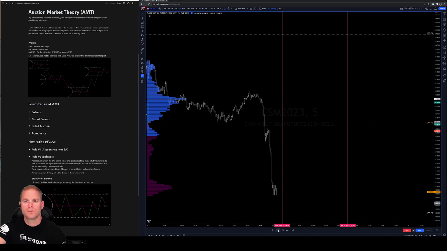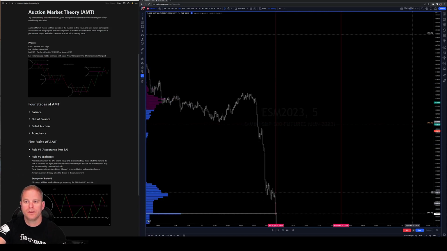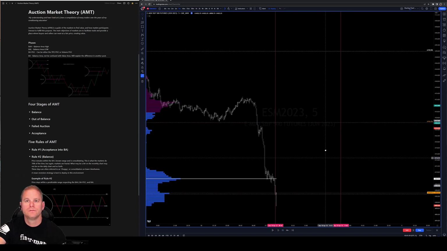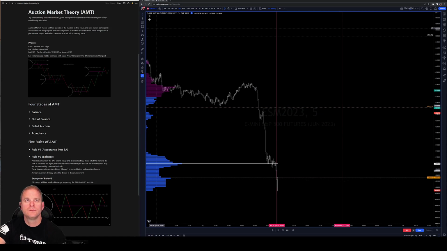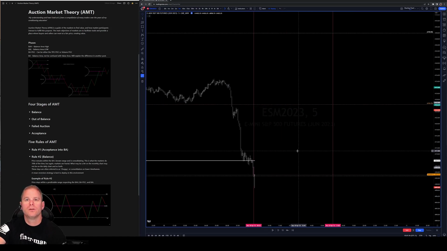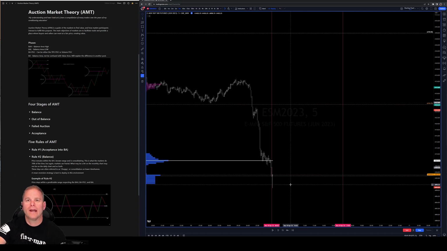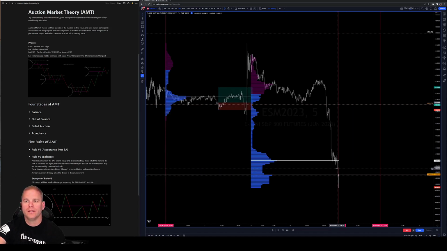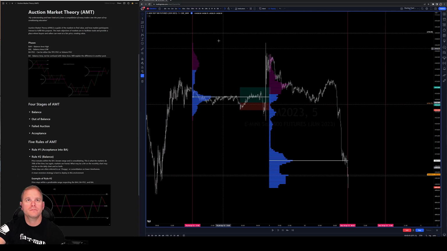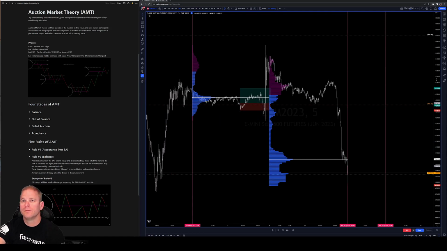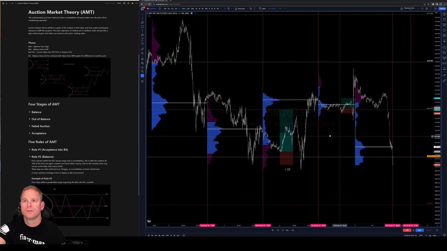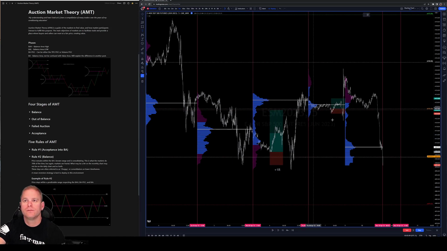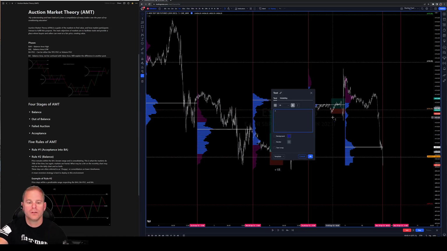Let's go ahead and push play, see what RTH brings us. So RTH, we open outside of value on a Monday. And let's go look at the bigger picture here. So this one was a negative 1R.